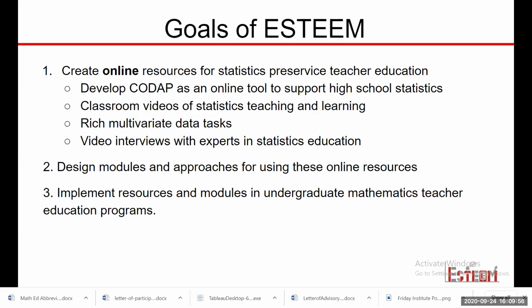And we also integrate video interviews with experts in statistics education. We believe that there's been a lot of research and movement in statistics education that we're trying to put in front of our teacher educators and the pre-service teachers that the ESTEEM modules reach, so that without having to necessarily read articles or different documents, they get a glimpse at some of the big ideas in statistics education. So we're trying to think about really utilizing an online multimedia platform to bring together ideas and experiences for students. So that's where it came into designing the modules and our approaches.